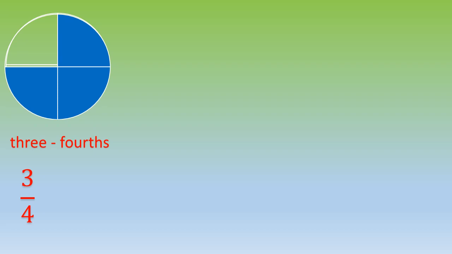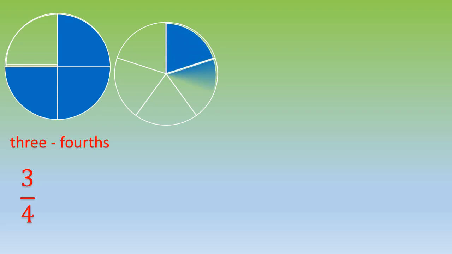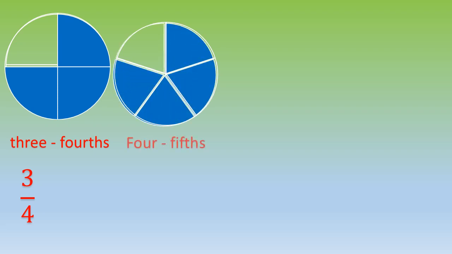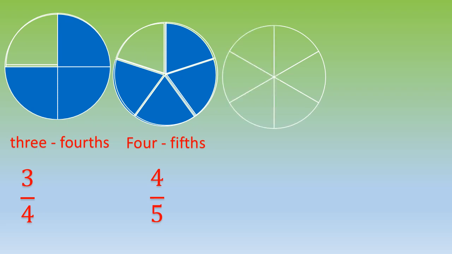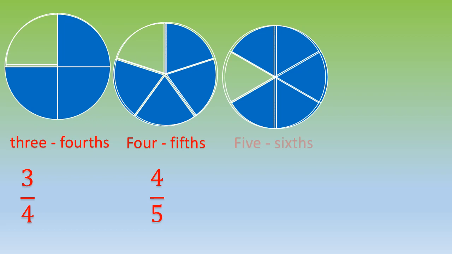In the same way we divide the same whole number into multiple parts. So let's see how it is divided. Here we divide it into 5 parts and we have taken 4 parts, so this is 4/5. In the next example, we divide the whole number into 6 parts and we are taking 5 parts. So it will be 5/6.